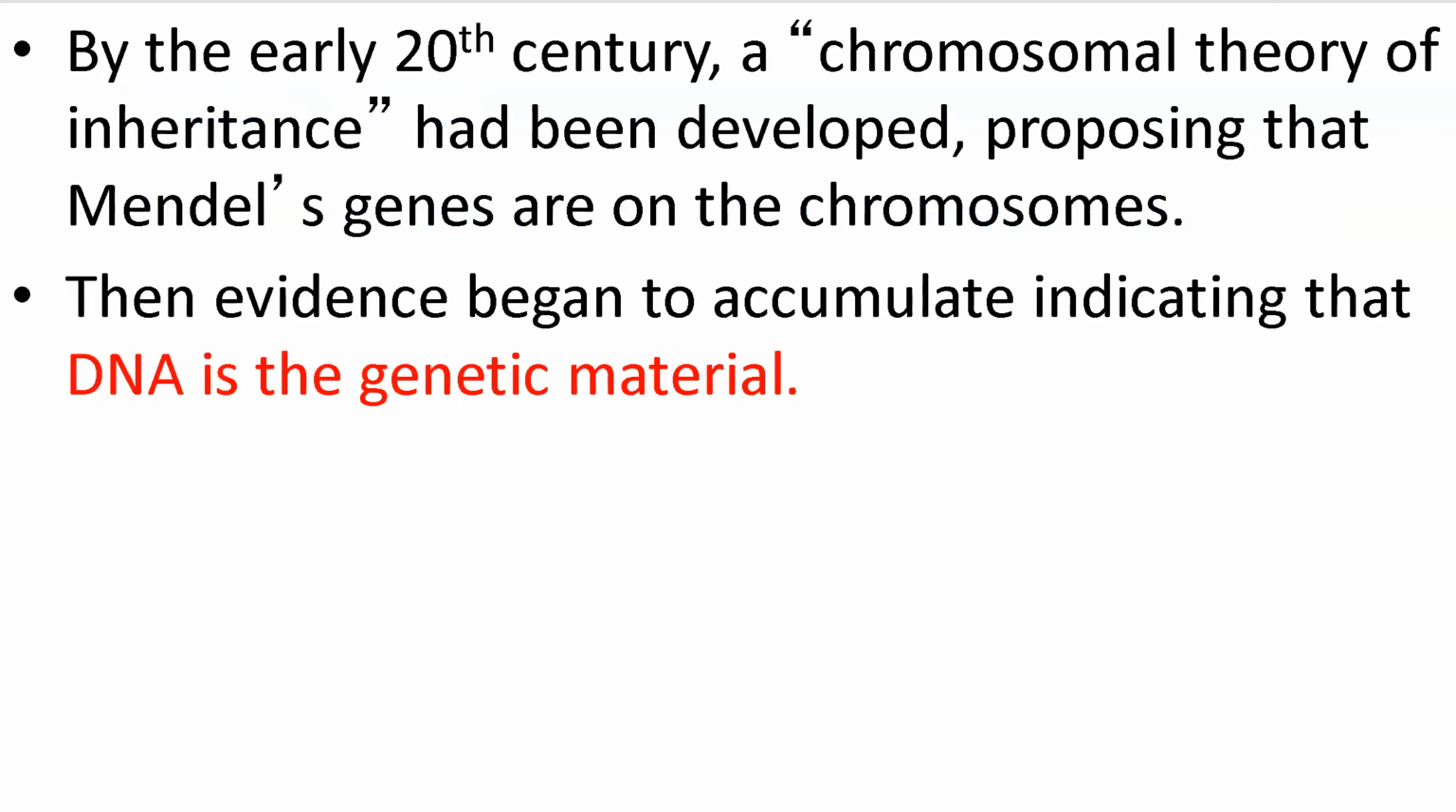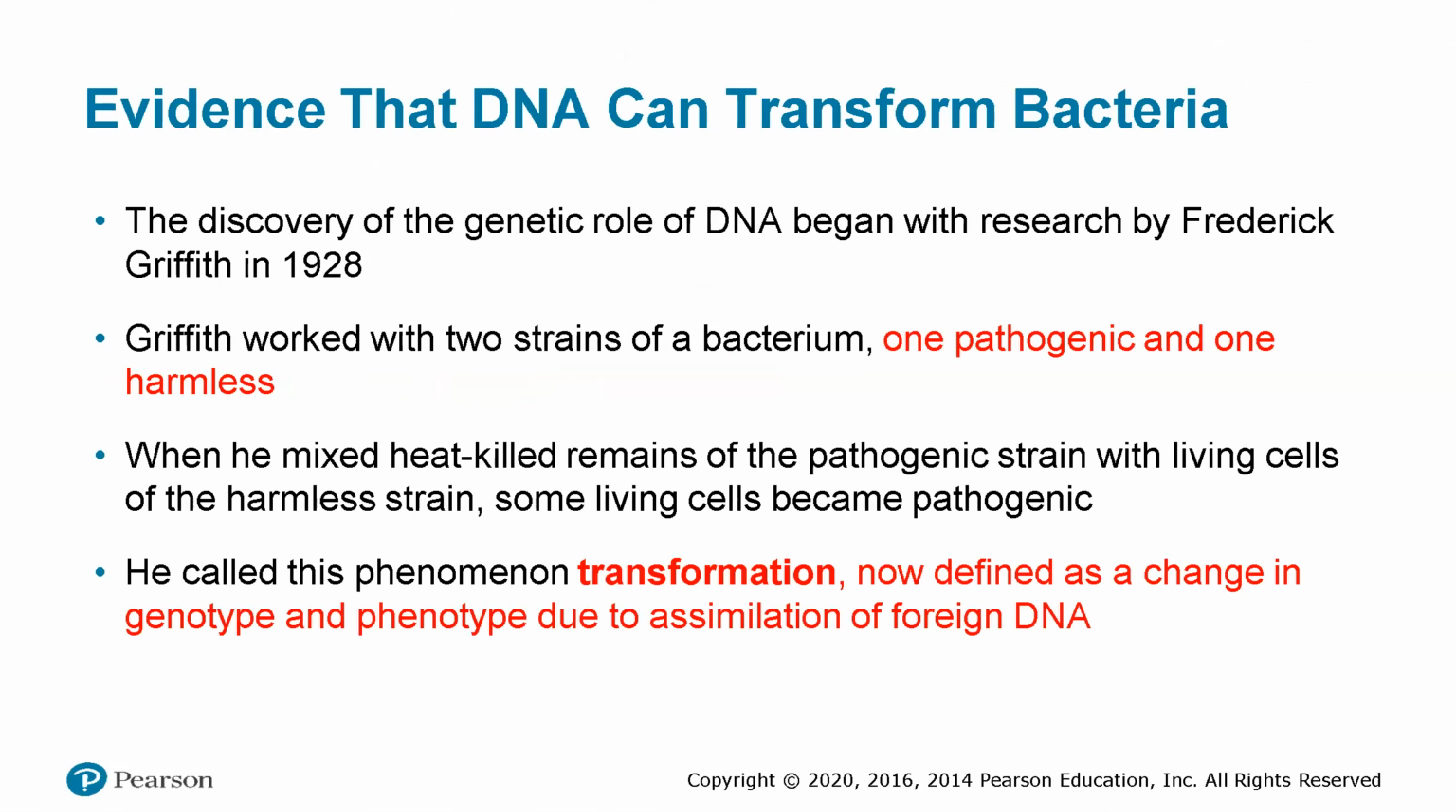So, by the early 20th century, a chromosomal theory of inheritance had been developed. Mendel's genes were on chromosomes. Everybody started figuring this out. And so, what led scientists to believe that DNA is the genetic material? Evidence began to accumulate. The evidence first started with a man named Frederick Griffith.